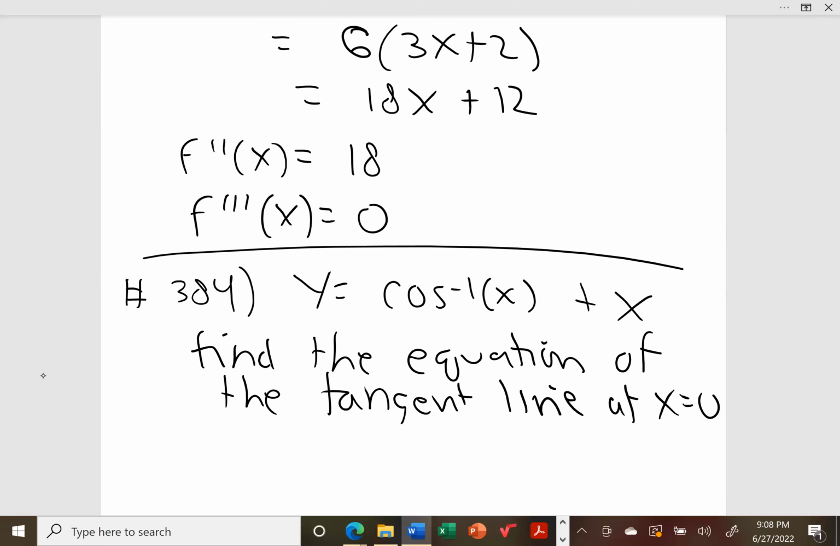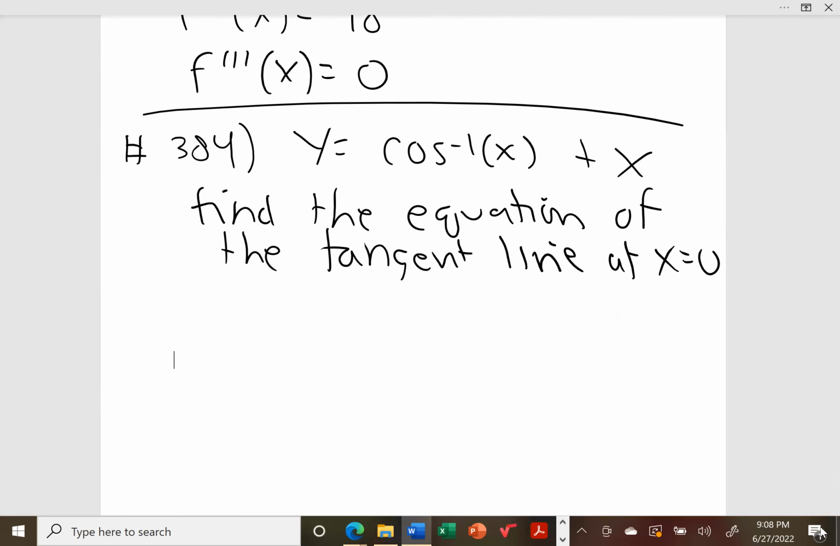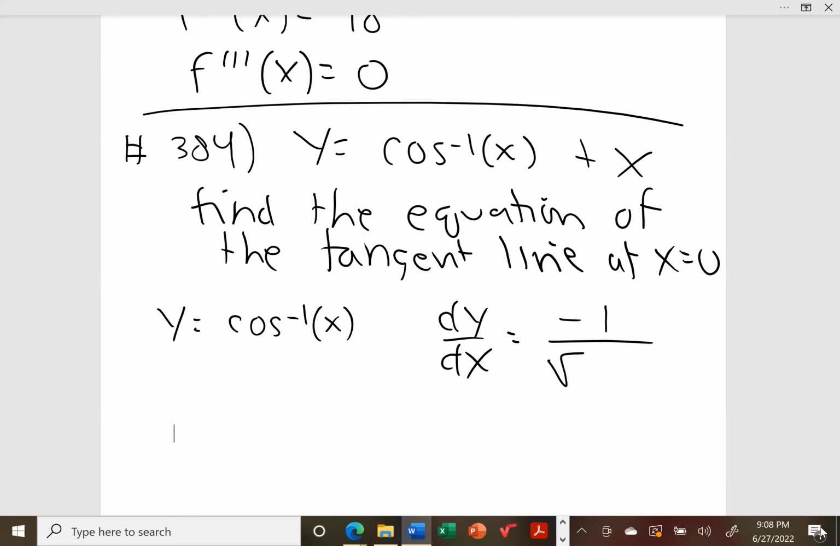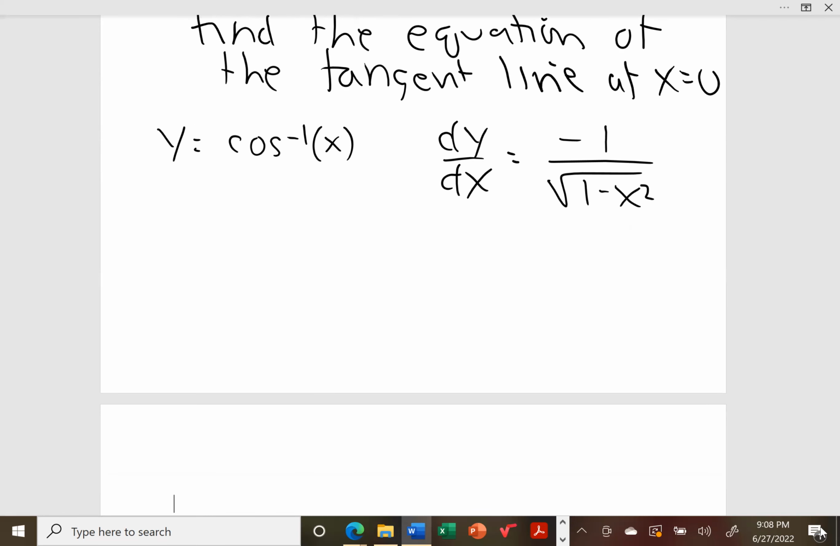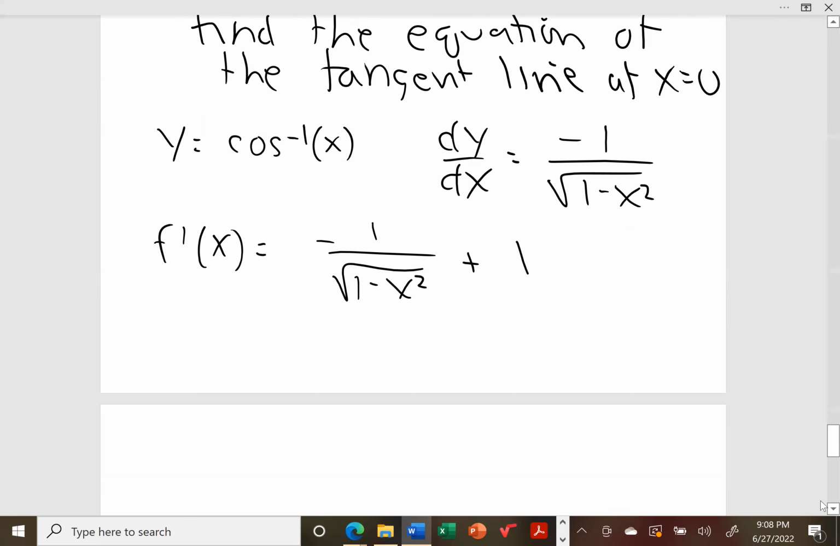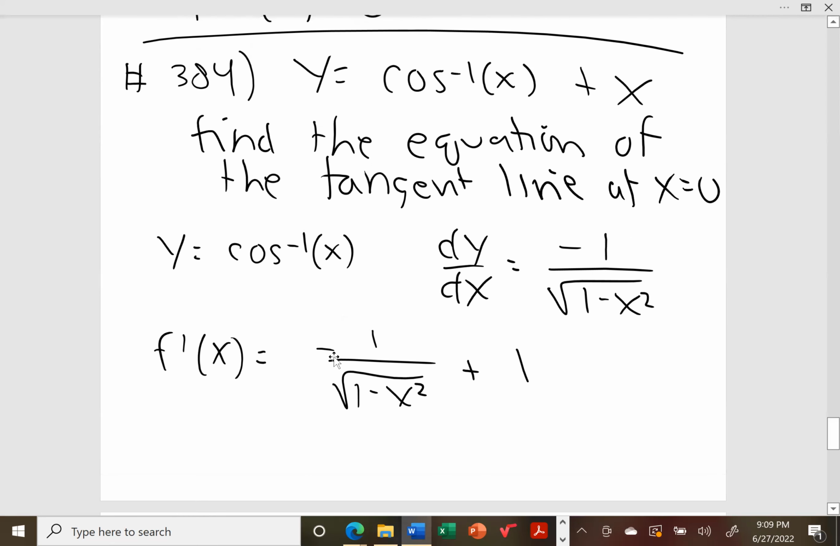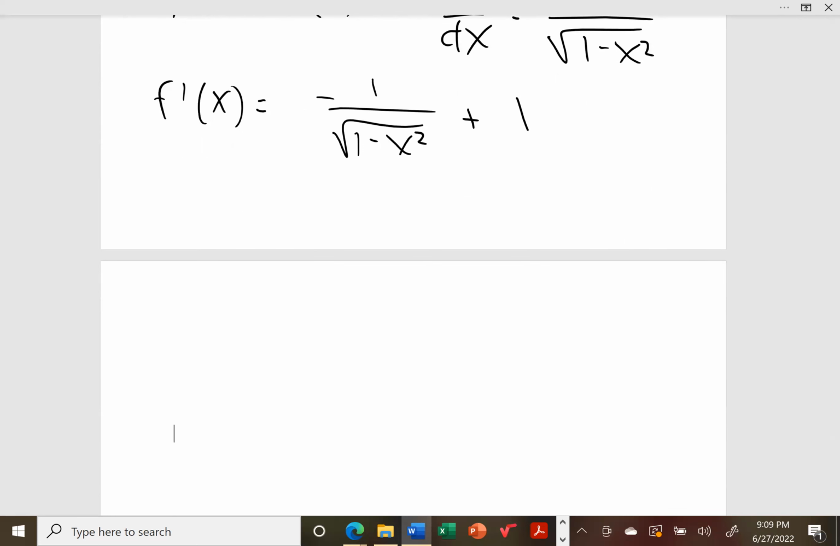Now, you recall there's a chart in our slides. Let me just show you that when y equals arc cosine, dy dx, and you can look this up for yourselves, is -1 over radical 1 minus x squared. So the first derivative here, f prime of x, or dy dx, is just -1 over radical 1 minus x squared plus 1, because remember there's an x in here. Because we're trying to figure out the equation of this tangent, we're starting out by looking for where the slope is 0.